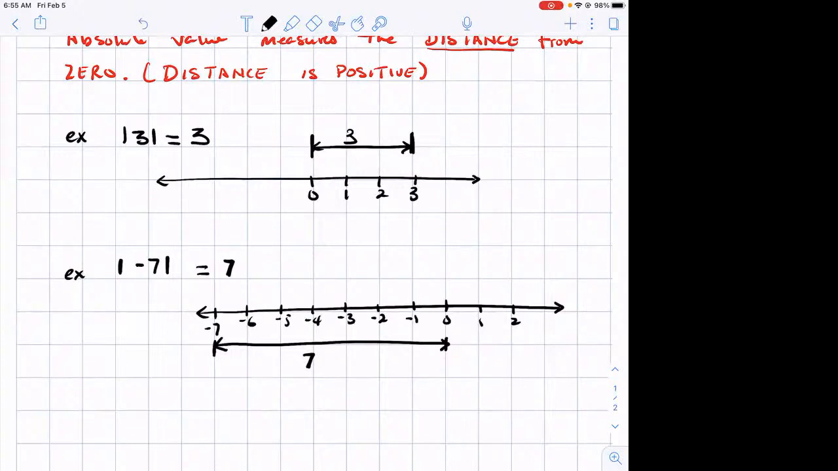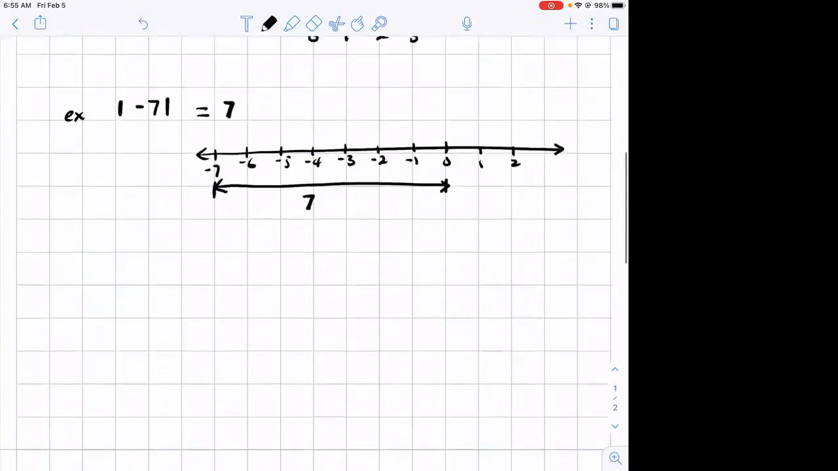Now, you will observe that if I ask you what is the absolute value of 2, you will tell me that the answer is 2. And if I ask you what is the absolute value of -2, you will also tell me that the result is 2, if you do it on the number line. So whatever is on the inside of the absolute value can be positive or negative, but the result is always positive.